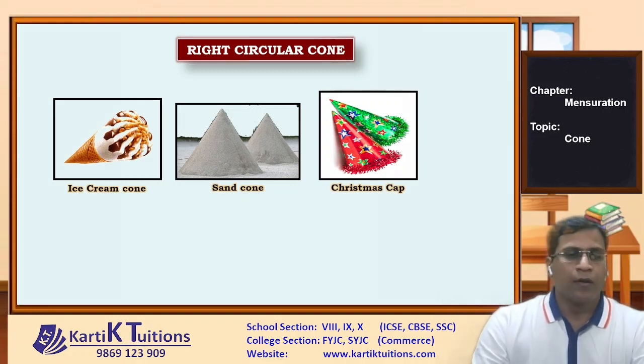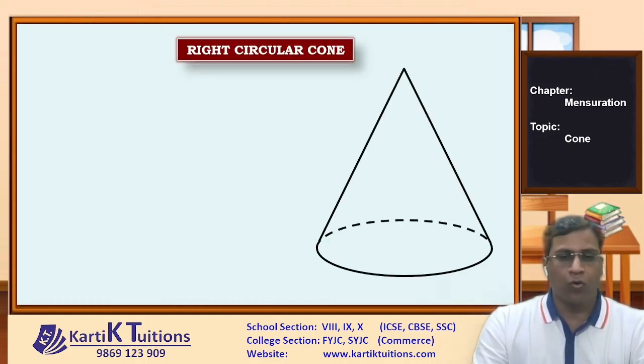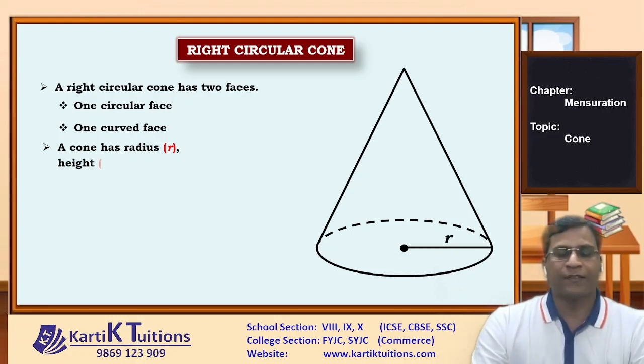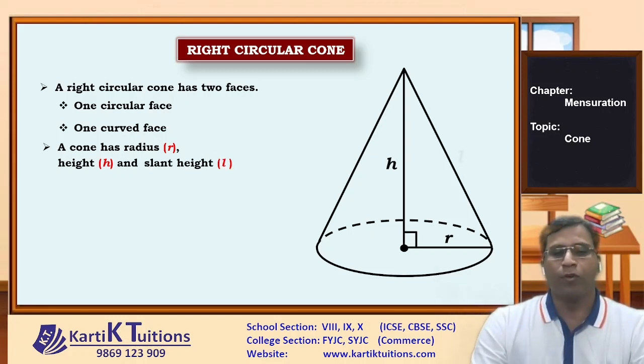So let's proceed further. Now see, here we have a cone. Basically a cone has two types of faces. One is a circular face, which forms its base, and next is a curved surface face, that is this part. So it has two types of faces. Now here it has a radius for the circular base. It has a height which joins the conical tip to the center of the base, and the slant height. This will be your slant height. So it has three dimensions: height, radius, and slant height.